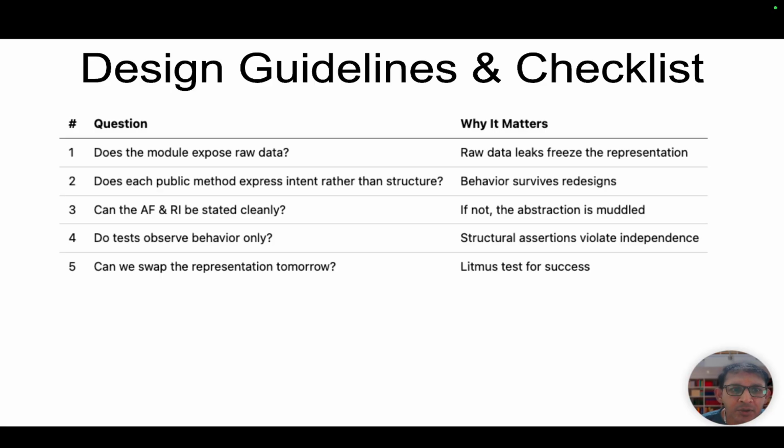Ask yourself, if I need to completely change how this data is stored internally, how many files would I need to modify? The good answer is just the implementation file. The bad answer is dozens of files across multiple packages. If changing your internal representation requires touching lots of other code, you don't have representational independence yet.